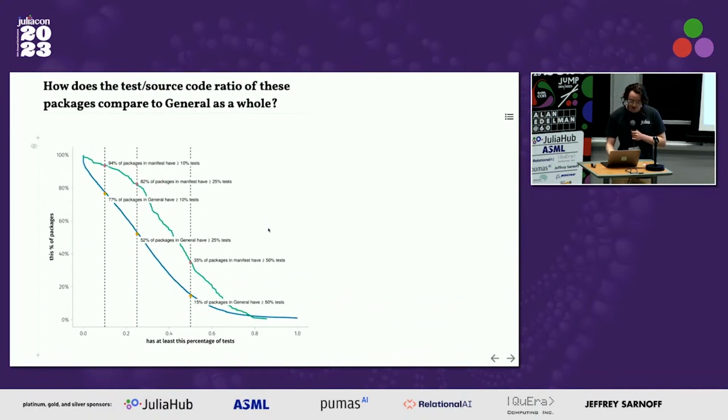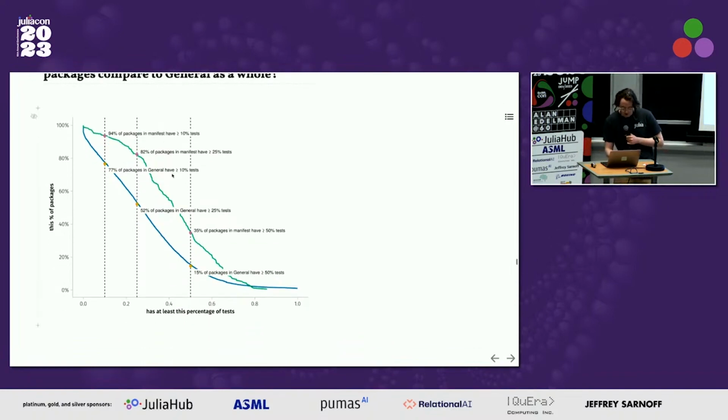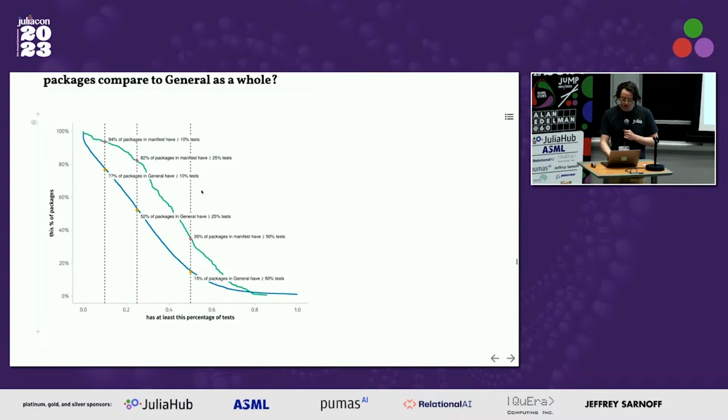And then the last thing we'll do here is look at how the test to source code ratio of these packages, my set of dependencies in this manifest, compares to that of General as a whole. And the green line is this manifest, and the blue line is General as a whole. And we can see at each cutoff, this particular dependency set has a higher proportion of lines of code that are tests to source than General as a whole. So maybe that's somewhat reassuring or not about this manifest.